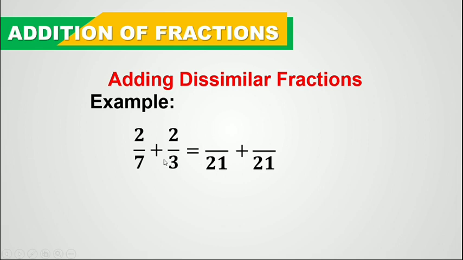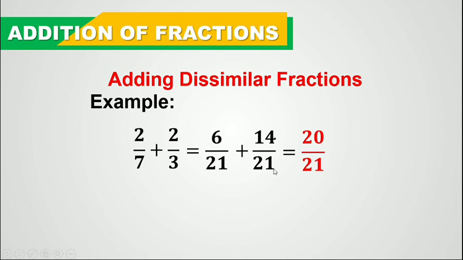So 21 divided by 7, that's 3, and then you multiply the numerator. So times 2, that's 6, and then 21 divided by 3, that's 7, and then times 2, so you multiply the numerator, that's 14. And then since they are now similar fractions, just add their numerators directly. So copy 21, and then 6 plus 14, that's 20. So we just copy the denominator 21 because they are the same.